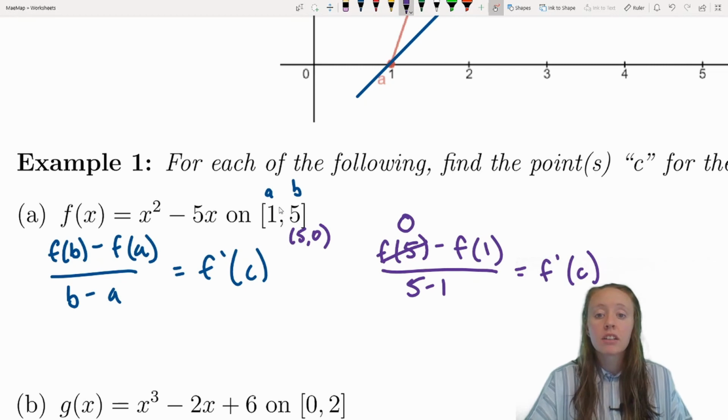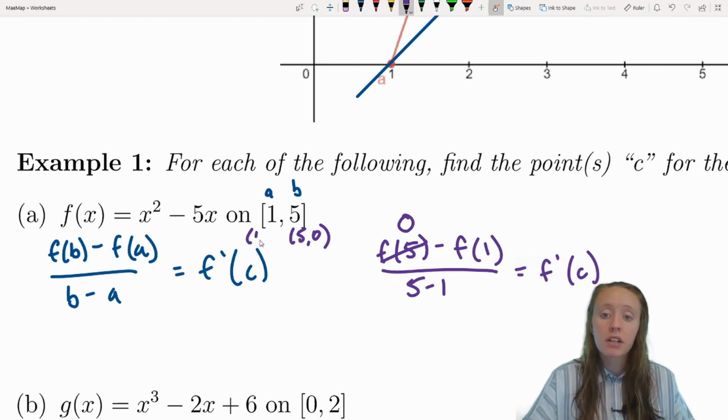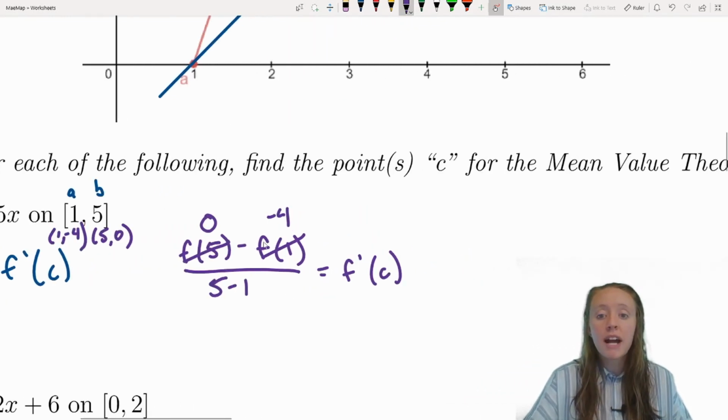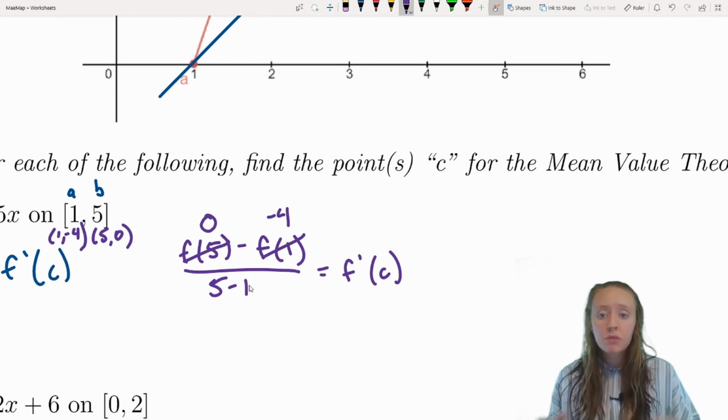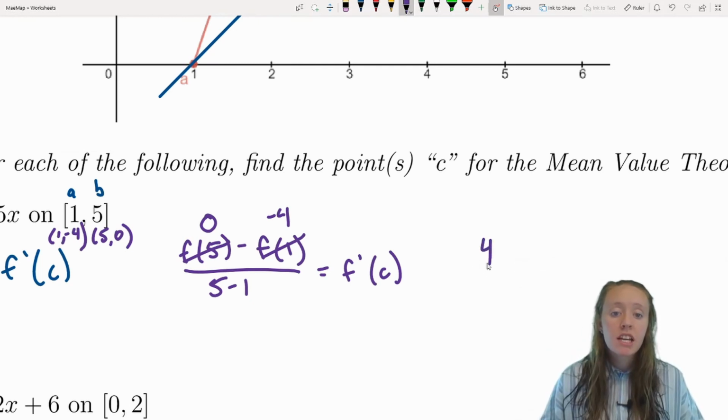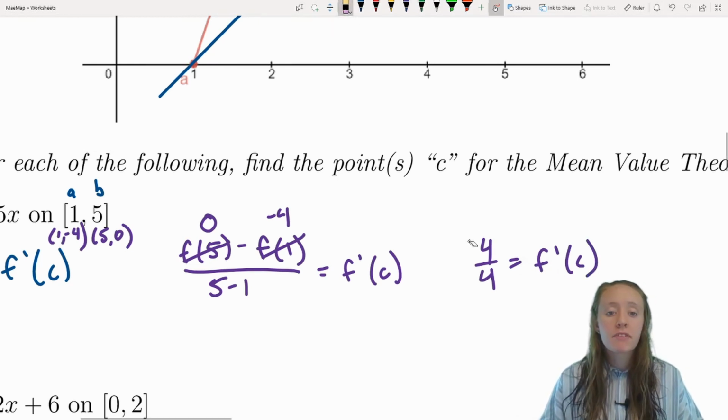And then I'm subtracting. When I plug 1 in, I'll get 1 squared minus 5 times 1. That's 1 minus 5, which is going to give me a negative 4. So this point is 1, negative 4. So f of a, f of 1, is a negative 4. So now if we simplify this down, we'll get 0 minus a negative 4, which is going to be a positive 4, all over 5 minus 1, which is a positive 4. So I'll have that f prime of c is going to be equal to 4 over 4, which we can just say is equal to 1. So now we know that the slope of the secant line is equivalent to 1.